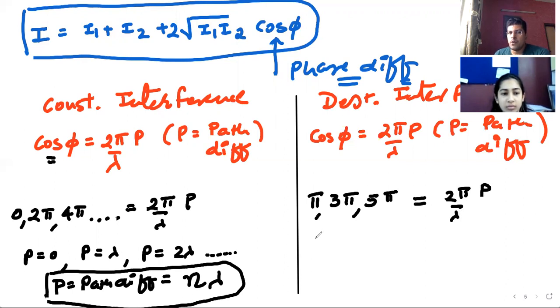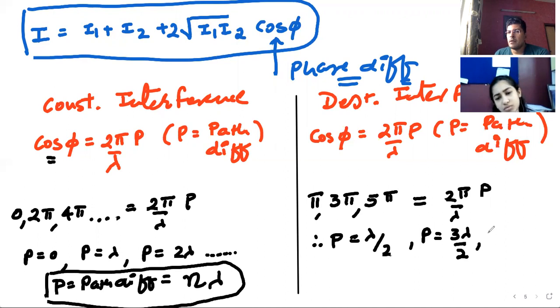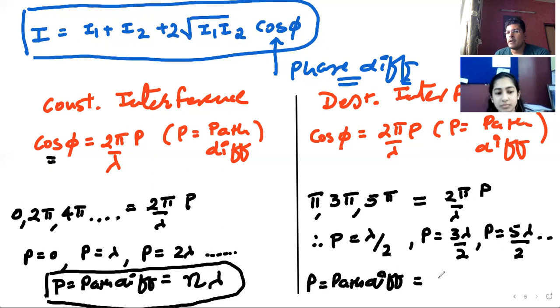Okay, so initially what will I get? I will get lambda by 2, 3 lambda by 2, 5 lambda by 2, then 7 lambda by 2, up to odd multiples. So can I say that p is nothing, it is called as a path difference. It is called as (2n minus 1) lambda by 2.